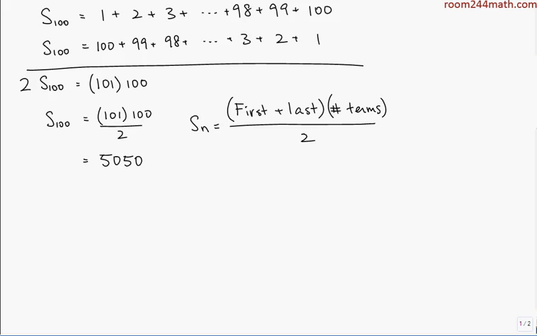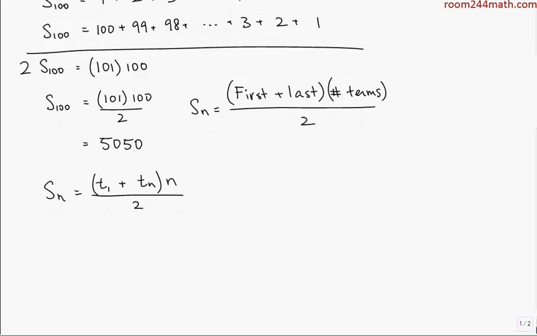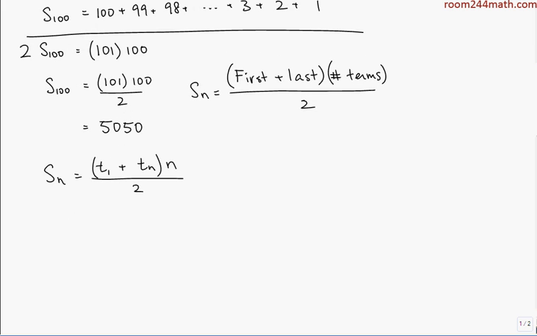And in fact, that's really much closer to the way the formula looks. When you see the formula for Sn, it looks like this: T1, which is really the first term, plus Tn, which is the last term, times n, the number of terms, all over 2.